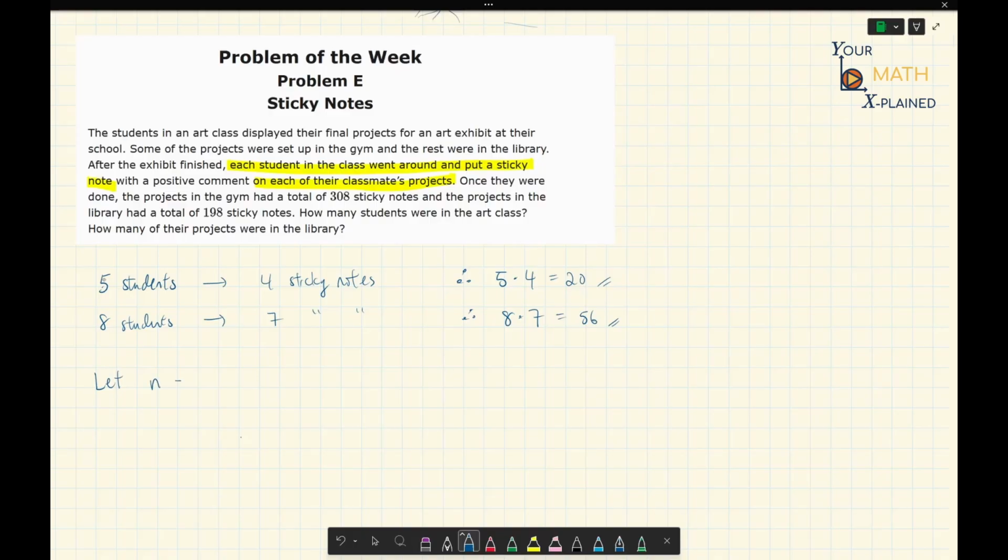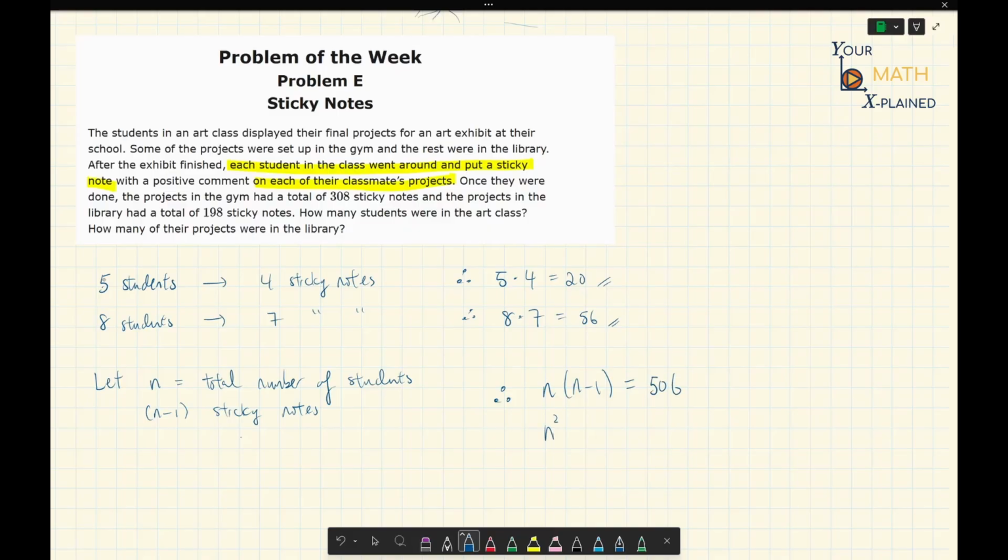If we have a variable, let's say n, be the number of students, then we know that there are going to be n minus 1 sticky notes, because it's always 1 less, as we've seen in the last 2 examples, right? 5 turned into 4, 8 turned into 7. And then to find the total number of sticky notes, we would multiply these two things. So the equation that would be generated is n times n minus 1 equals, and the total number of sticky notes is 308 plus 198, so that works out to 506.